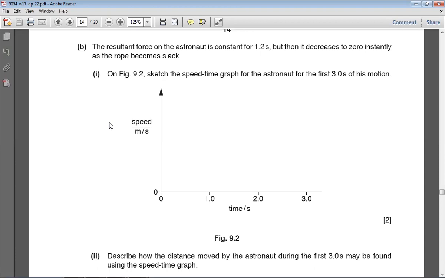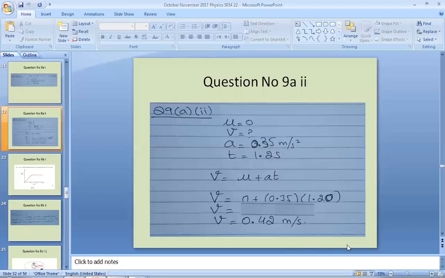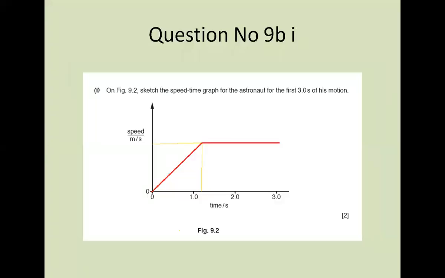And it's a speed-time graph. In the speed-time graph, when the acceleration is uniform, the graph will be an inclined straight line whose gradient will be constant. And when the resultant force immediately becomes zero, the acceleration will also become zero. That means the body will start moving with constant speed, and on the speed-time graph, constant speed is shown by a horizontal line. It's a 2-mark question. Let me show you this. Okay, so up to approximately 1.2 seconds will be here.